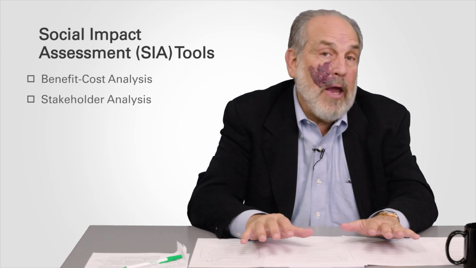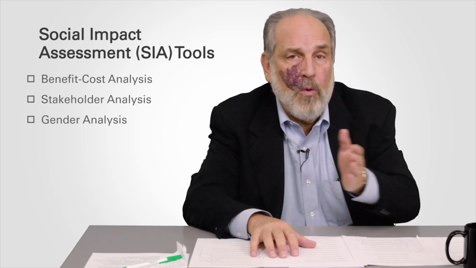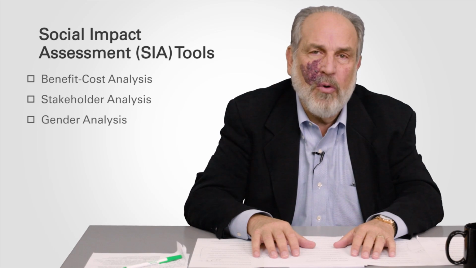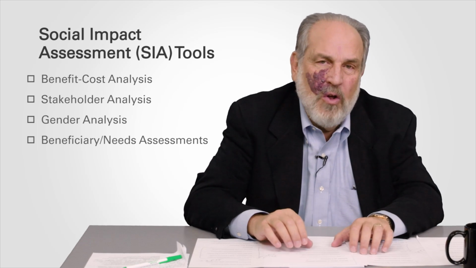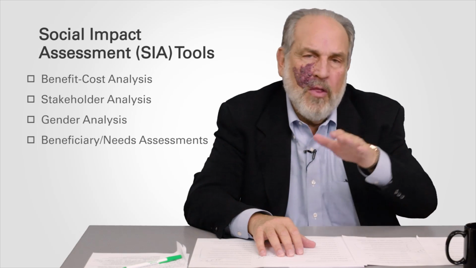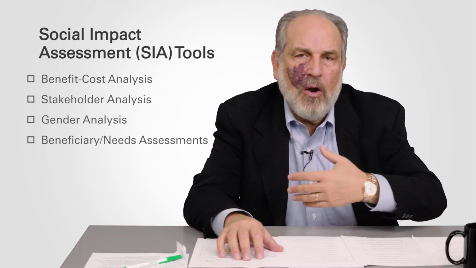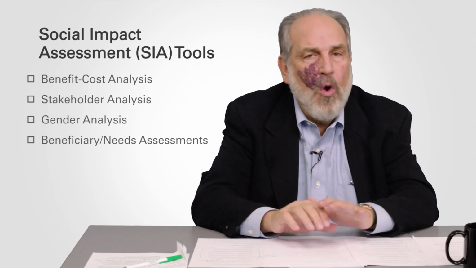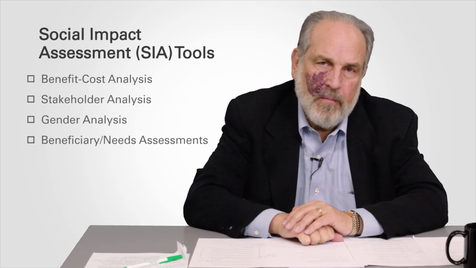You could even look at a project through a gender lens. You could do a gender analysis, understanding how men or women have different perspectives on different aspects of a proposed development. You can do beneficiary assessment or various kinds of needs assessment, all focused on the likely social impacts, employment impacts, impacts on how parties interact with each other, on the patterns of everyday life. All of these can be modeled as part of an SIA.